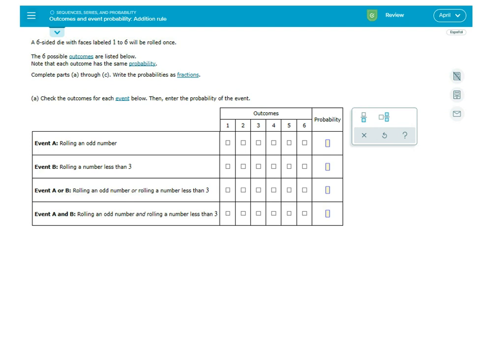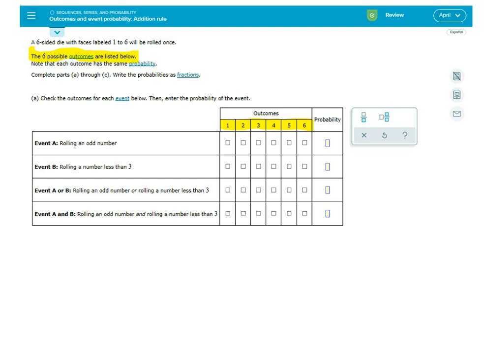This topic is outcomes and event probability, and in this problem they're using a six-sided die, kind of like the die you roll in Monopoly. Anyway, there are six faces labeled 1 through 6, and you're going to roll the die. The six possible outcomes are listed below. When you roll that die, it'll either land on a 1, a 2, a 3, a 4, a 5, or a 6.